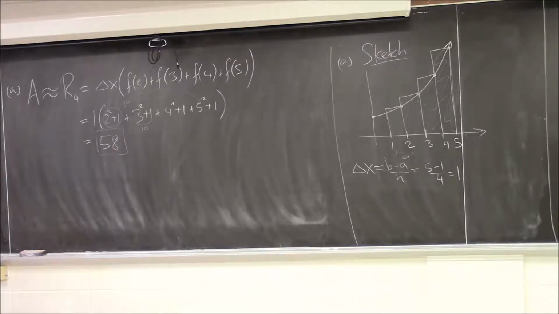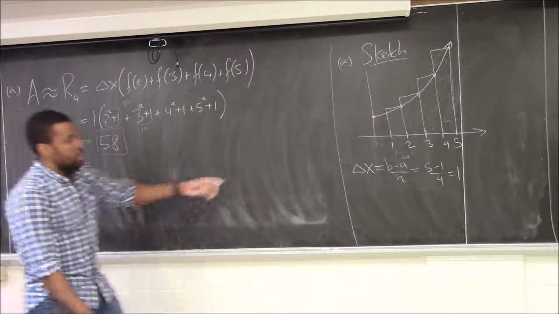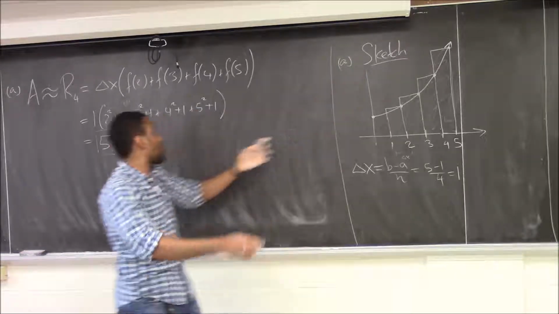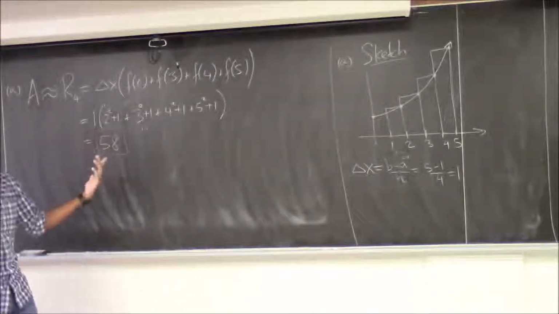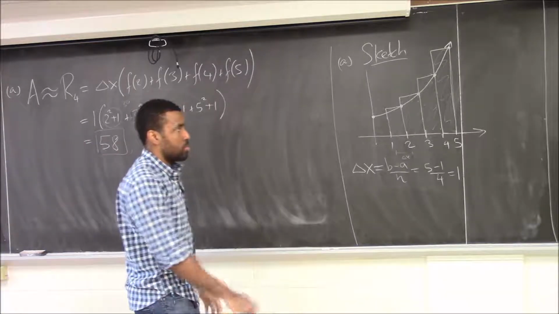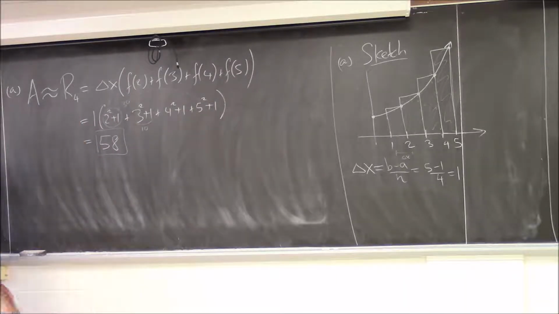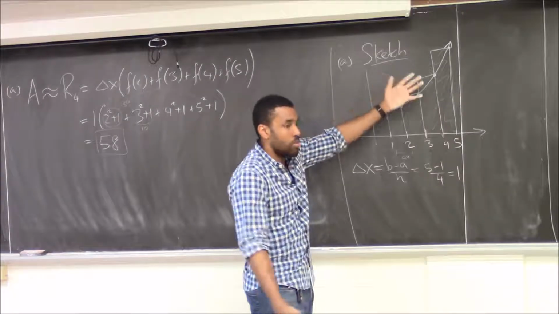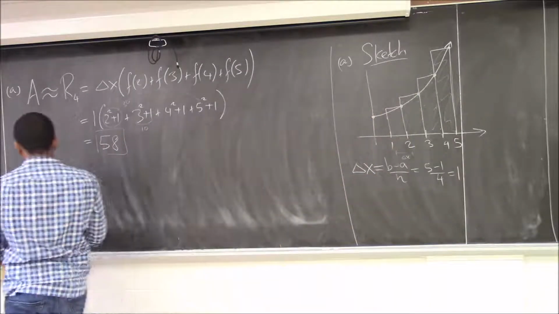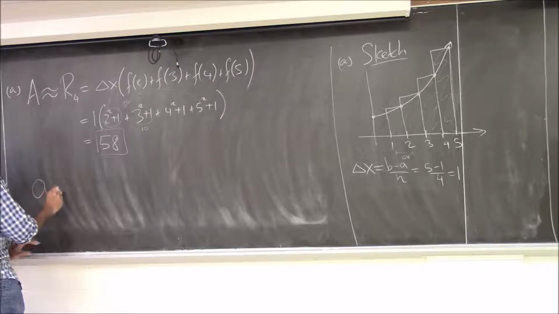Forget these. So that would be your approximation for the area. Whatever units I'm measuring these axes in, that's the squared units that would be here. So if my x and y are measured in inches, it would be 58 inches squared as my approximation for the area. Overestimate or underestimate? Overestimate. You can tell that by the picture. Clearly the rectangles are covering the curve and more. So overestimate here.